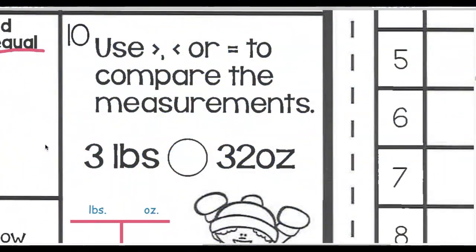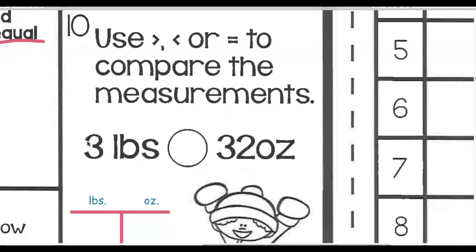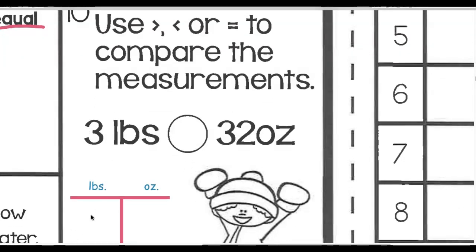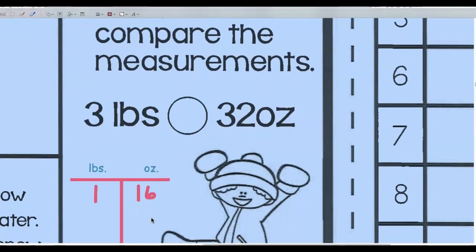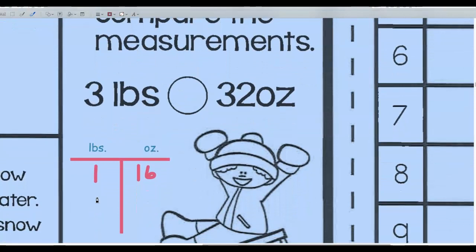Okay, so question 10 says use greater than, less than, or equal to compare the measurements. You're comparing 3 pounds with 32 ounces. So if you remember from our measurements unit, we learned that in 1 pound there were 16 ounces. So if we want 3 pounds, if this is 1 times 16 equals 16, then you would say 2 times 16, then you would say 3 times 16.